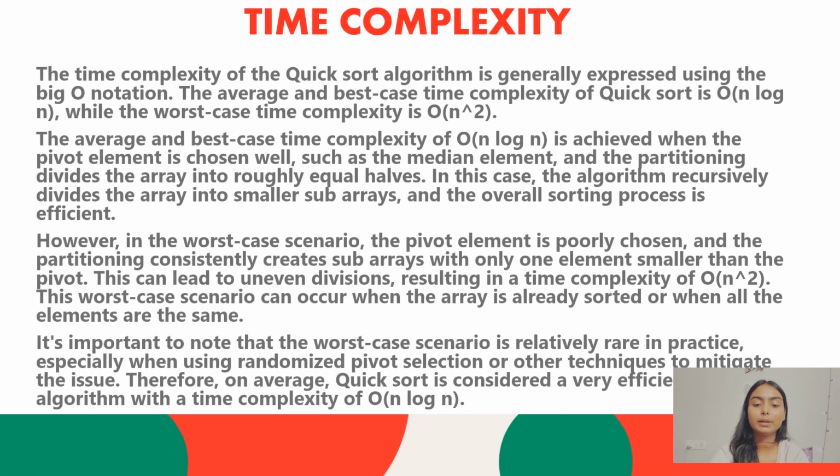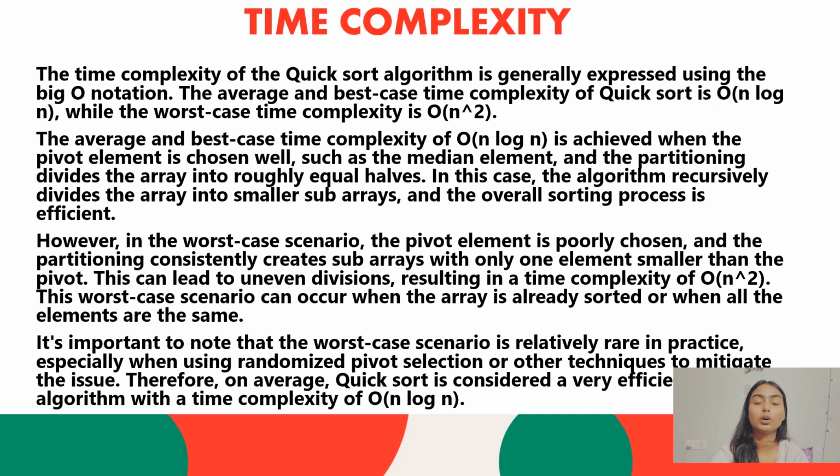So now time complexity. So what is time complexity? The time complexity of the quicksort algorithm is generally expressed using the big O notation. The average and best case time complexity of quicksort is O(n log n), while the worst case time complexity is O(n^2).